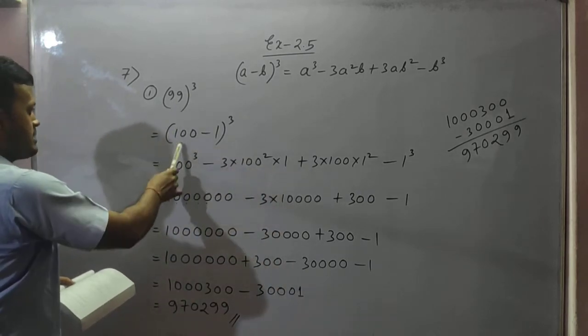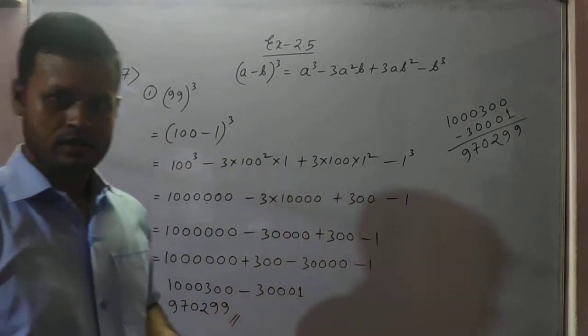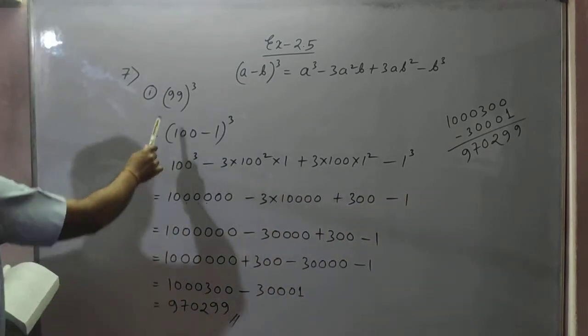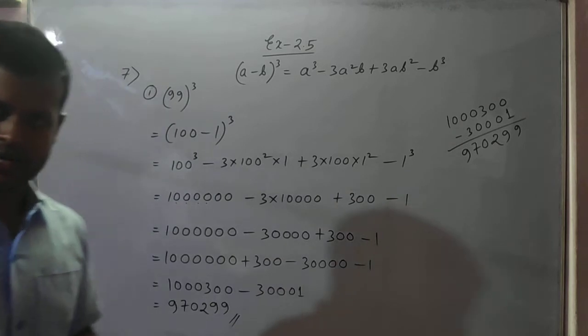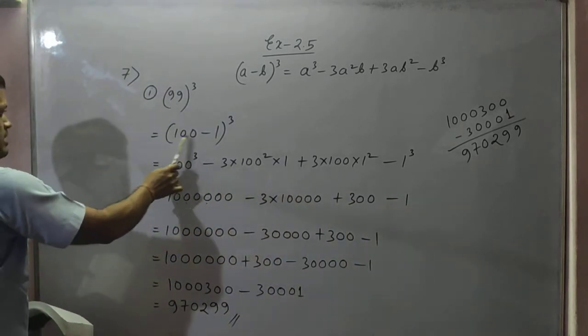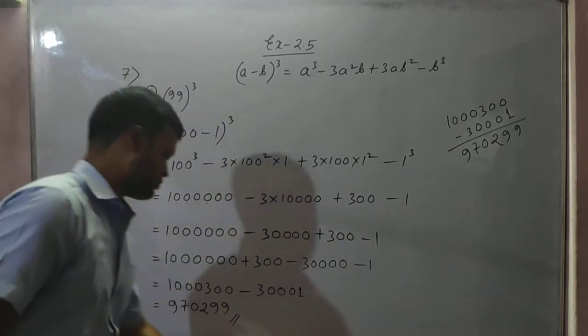In place of 99, can you write 100 minus 1? Students, in place of 99, can we write 100 minus 1? 100 minus 1 means what? 99 only. So in place of 99, I wrote 100 minus 1. Okay, 100 minus 1 whole cube.